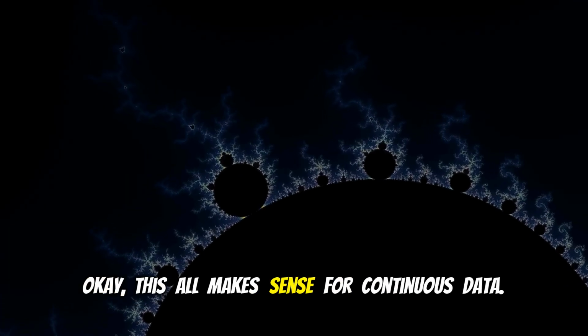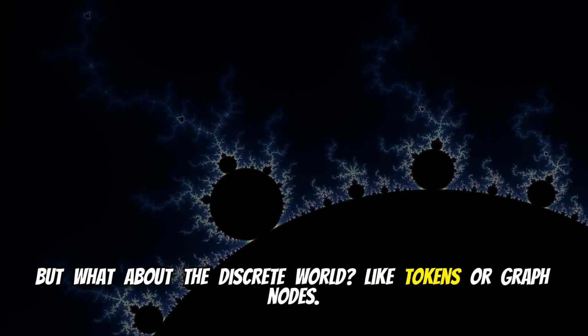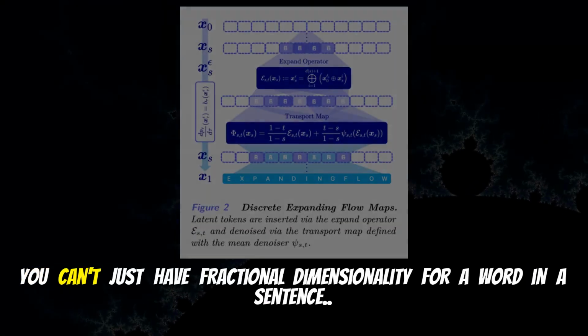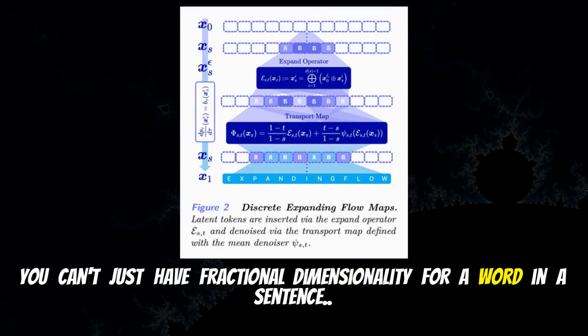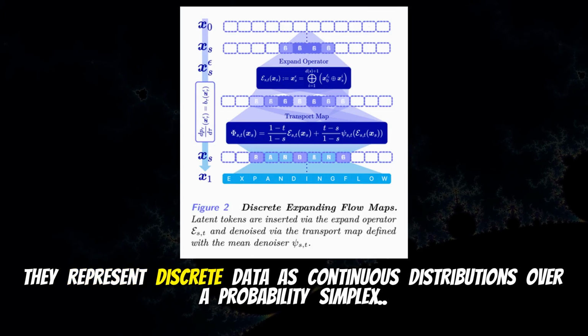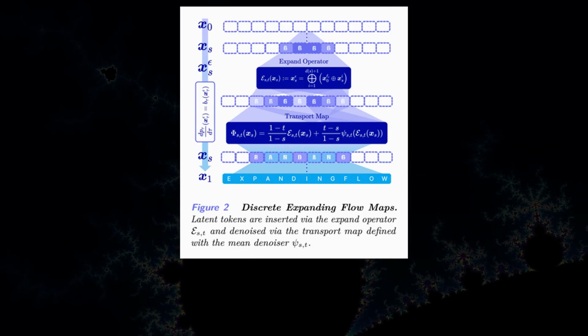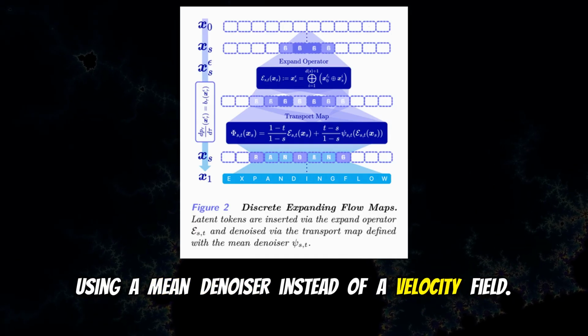Okay, this all makes sense for continuous data. But what about the discrete world? Like tokens or graph nodes. Yeah, you can't just have fractional dimensionality for a word in a sentence. Right, so they use discrete flow maps. They represent discrete data as continuous distributions over a probability simplex. Using a mean denoiser instead of a velocity field?